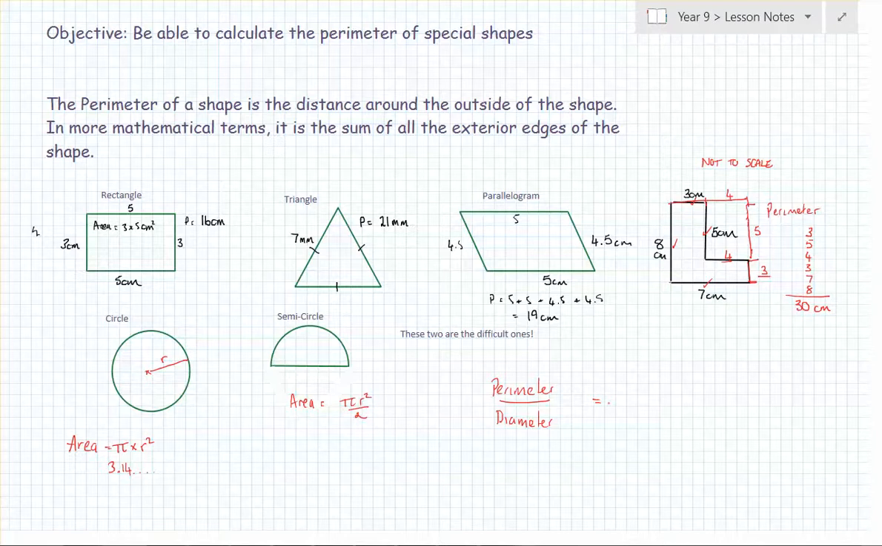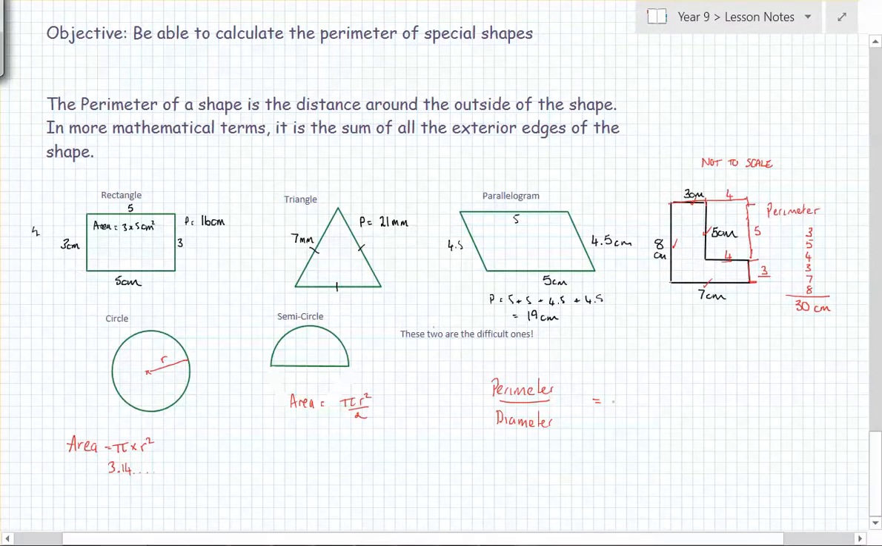Because what they found out is that when we have perimeter divided by diameter, any idea what number they always got? Not 3 quite, but 3 point something. What do you reckon? 3.14. Pi. So you got quite close to 3.1. Obviously, as things got better and more accurate, there's another way of finding pi.